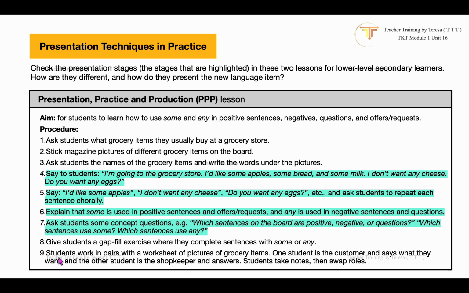9. Students work in pairs with a worksheet of pictures of grocery items. One student is the customer and says what they want, and the other student is the shopkeeper and answers. Students take notes, then swap roles.